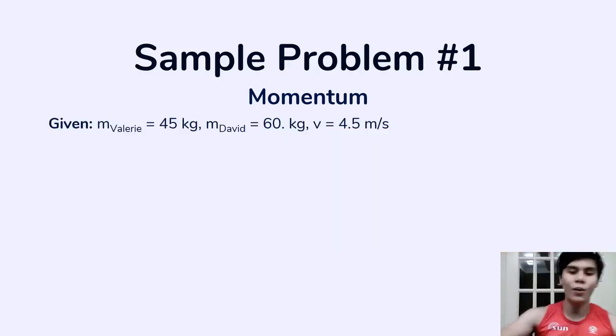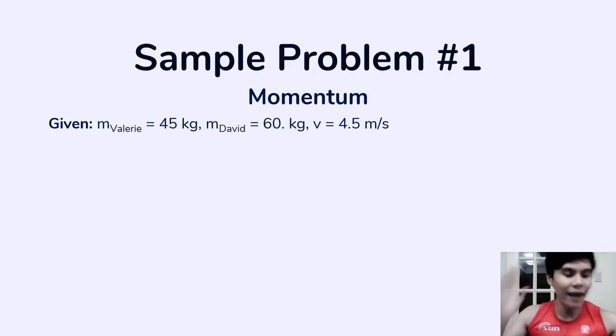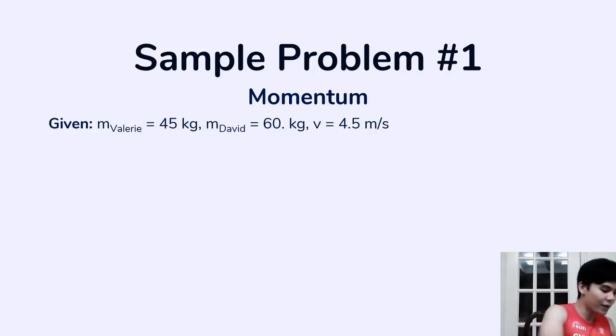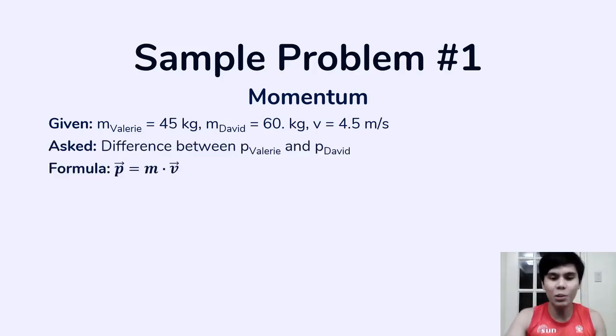If we have this as our given, and we get our asked for, again, if we go back to the problem, we're asking for the difference in their momentum. And in order to get the difference in their momentum, of course, we'll have to solve for momentum. So our asked for is the difference between the momentum of Valerie and the momentum of David. And our formula is just the classic formula for momentum: P is equal to M times V.